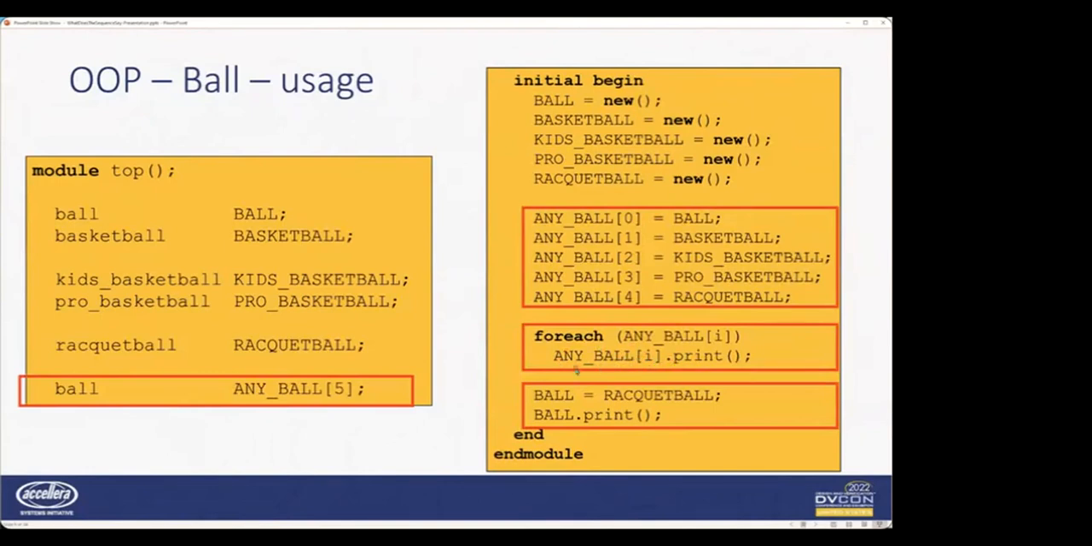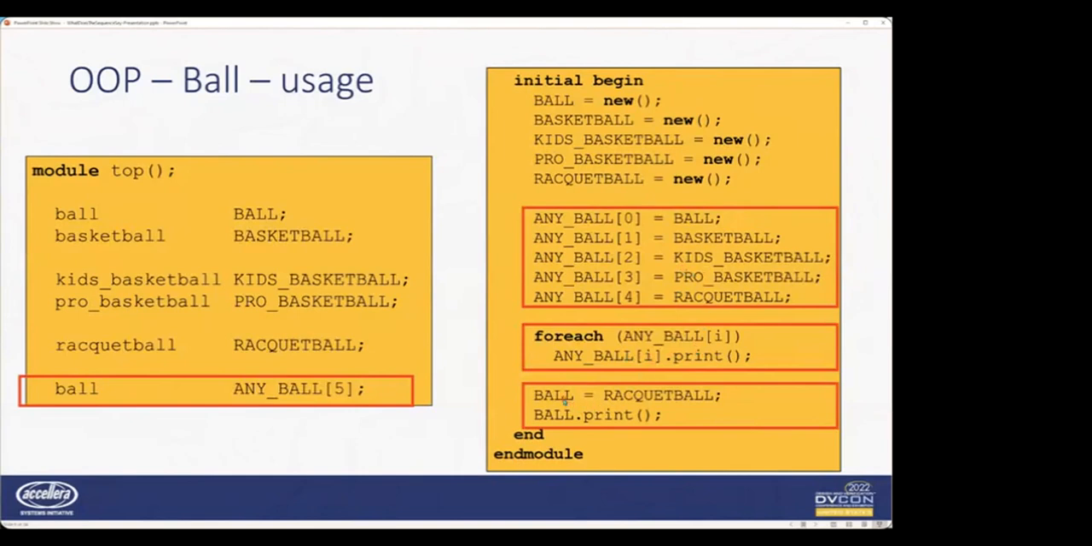And so this any ball is an array of balls, but inside that array is actually all kinds of different balls. So this is the power of being able to call a print function of the object that's in the array, not the actual declared value of ball, because we wouldn't want ball print to be called each time. We would want pro basketball print to be called.